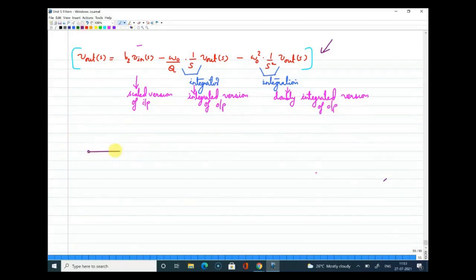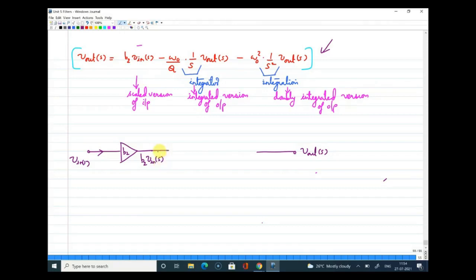So V in of S is here, and let the V out of S be here. Now V out of S is the sum of these three terms. The first term is B2 into V in of S. So V in of S should be multiplied or scaled by B2. So I'm just including a multiplier here. The signal on this line is V in, and that is scaled by a factor of B2. So what is available here is B2 into V in of S, right?